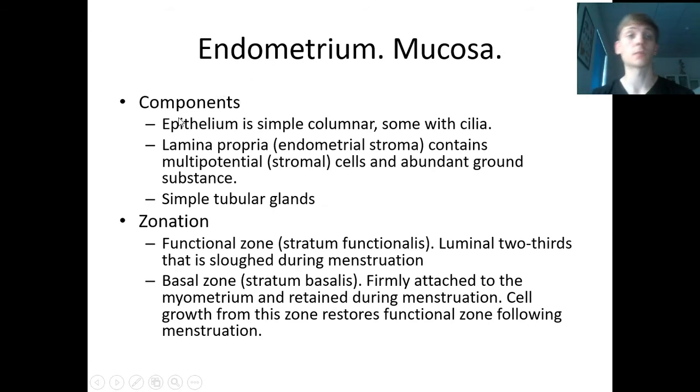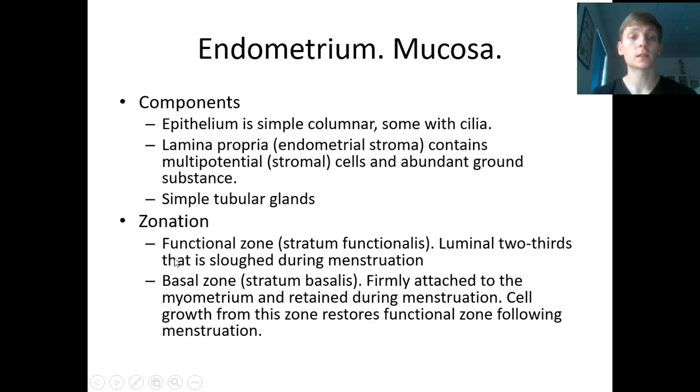It is also composed of epithelium, simple columnar with cilia. It has a lamina propria, also known as the endometrial stroma, which contains multipotential stromal cells and abundant ground substance, and simple tubular glands. So here we have simple tubular glands, again in the lamina propria.